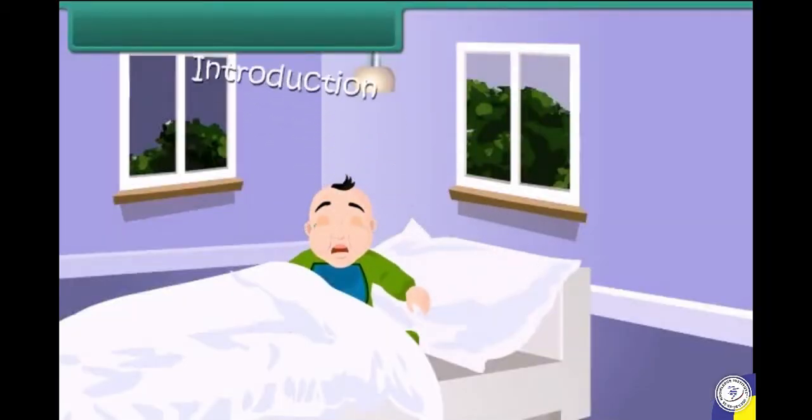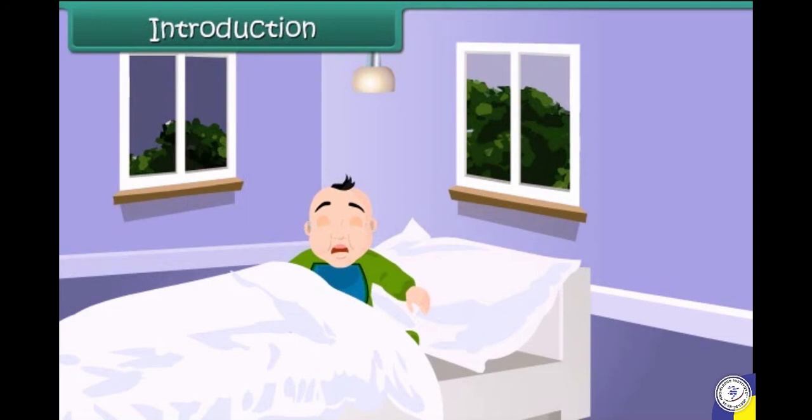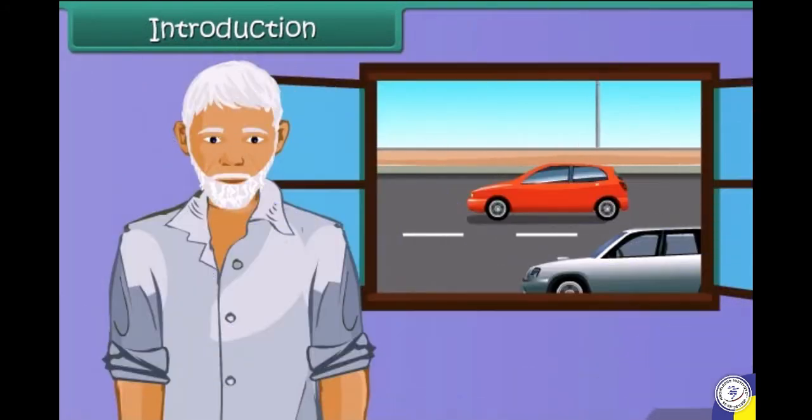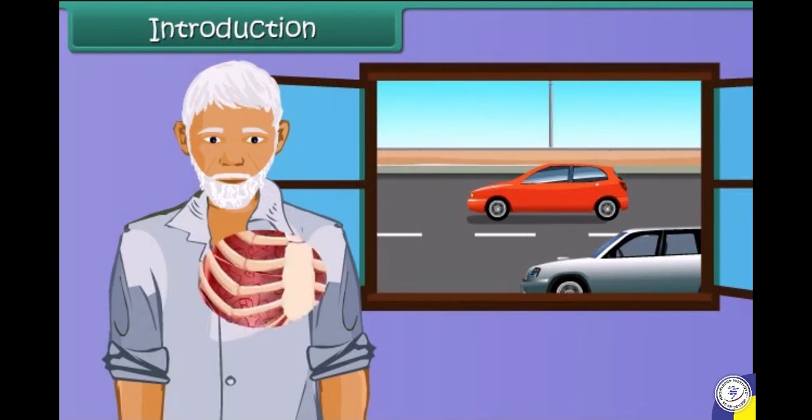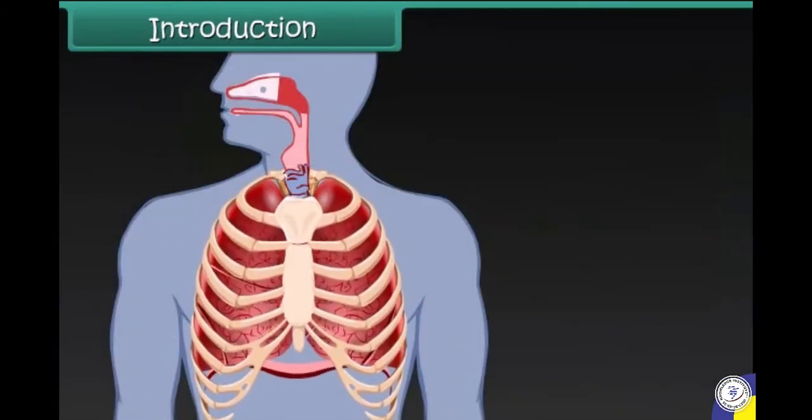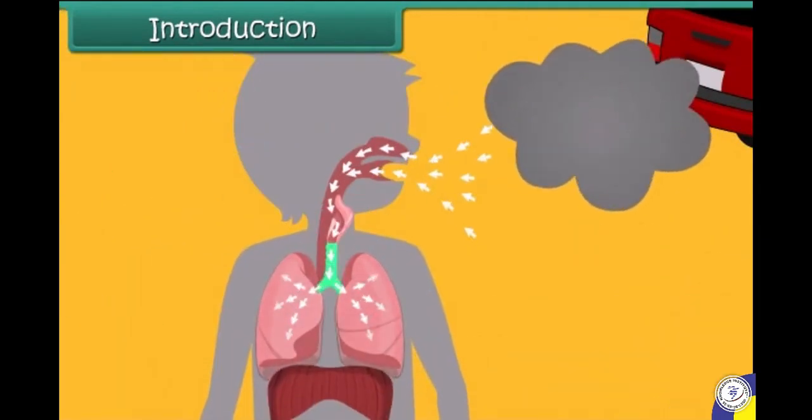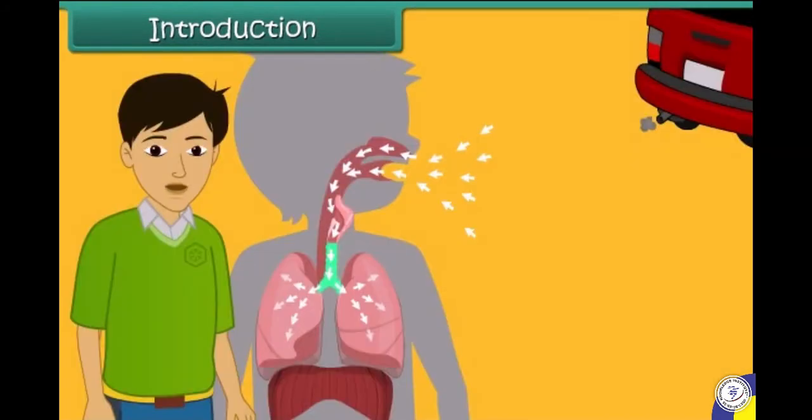Introduction. The little girl is crying. She is finding it difficult to breathe. See this old man. He lives in the busy area of a city. He is suffering from lung disease. Air pollution is the root cause for their sickness. In this lesson, we will study the harmful changes taking place in our surroundings and their effects on our lives.